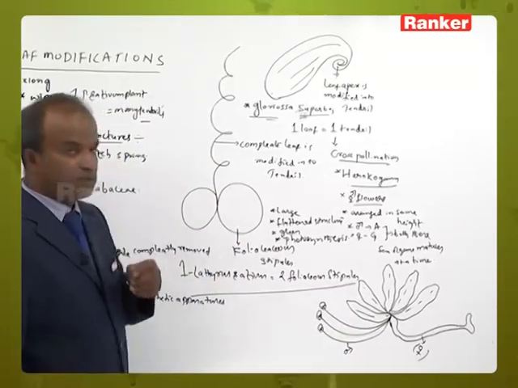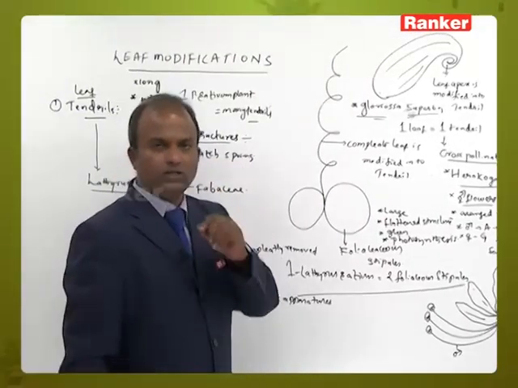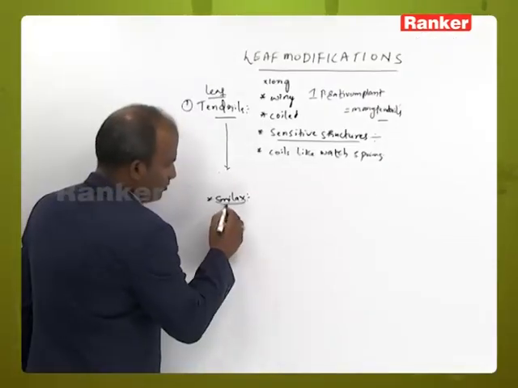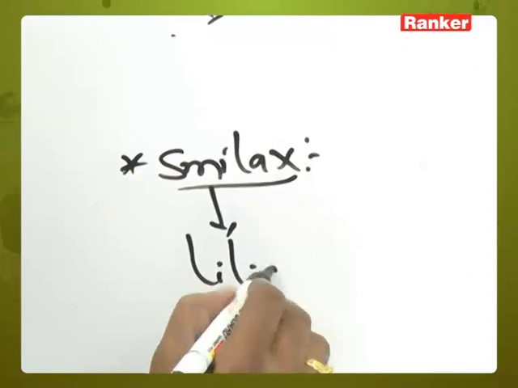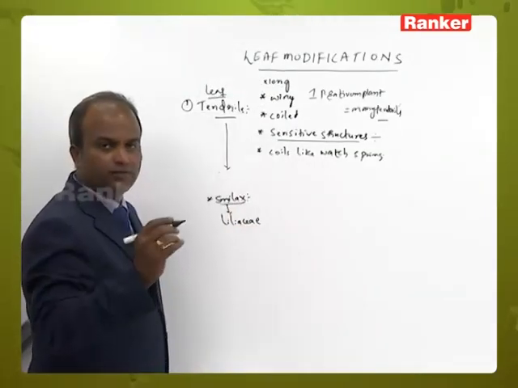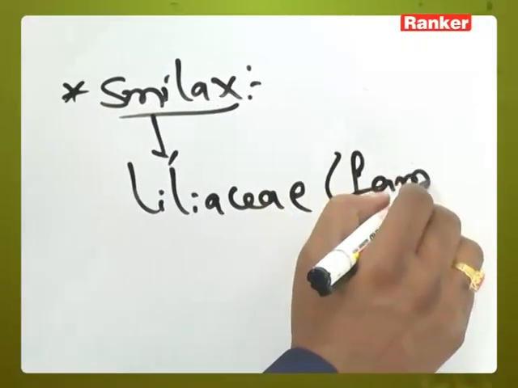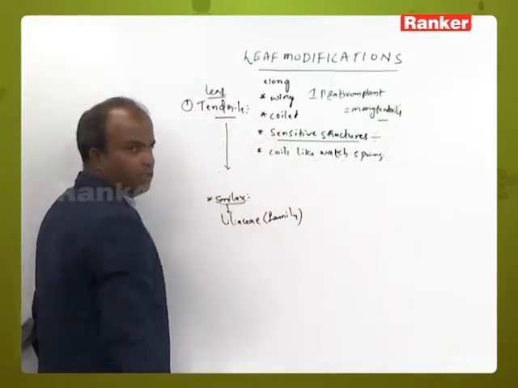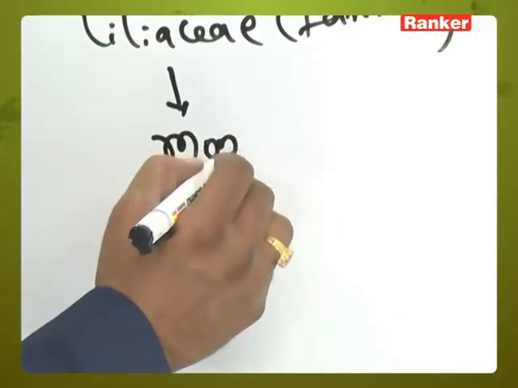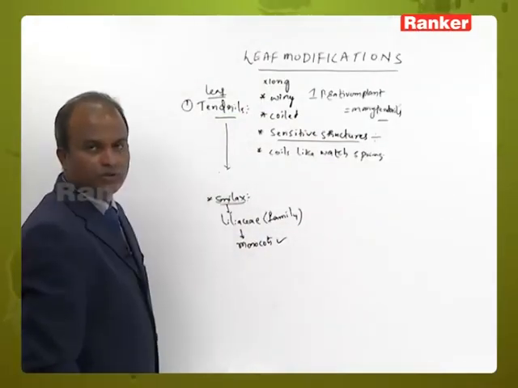Now, another example of tendrils is Smilax. Smilax belongs to the family Liliaceae. Does Liliaceae belong to monocotyledons? Yes, Liliaceae belongs to monocots.